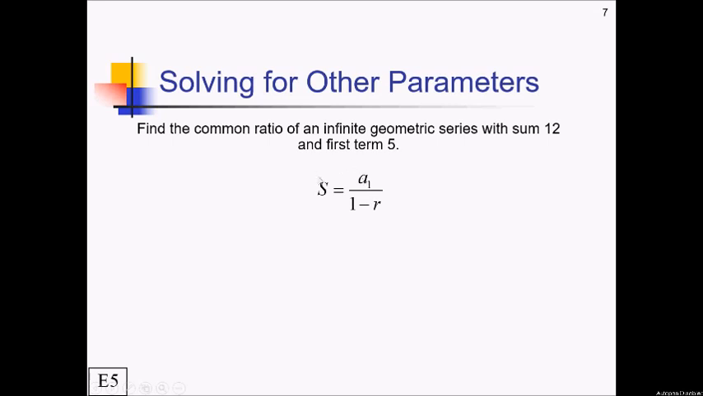So we can write 12 equals 5 over 1 minus R. And then if we multiply both sides by 1 minus R, that's 12 minus 12R equals 5. Subtracting 12 over here, that's going to be -7. And then dividing by -12, we have a common ratio of 7/12. So that's it for this one.